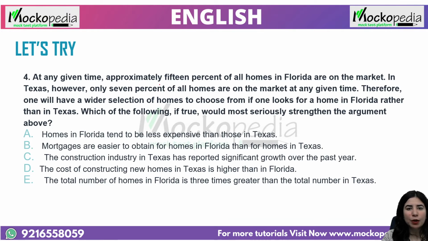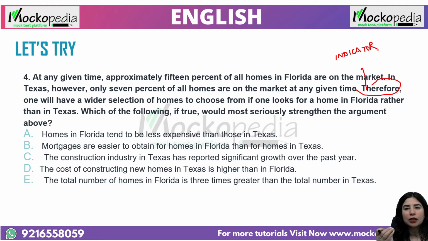At any given time, approximately 15% of all homes in Florida are on the market. In Texas, however, only 7% of all homes are on the market at any given time. Therefore, so there's a conclusion indicator, right? So I'm marking all these words so that you can pay attention while you read the argument yourself. One will have a wider selection of homes to choose from if one looks for a home in Florida rather than in Texas. So they're having a conclusion based on certain facts.